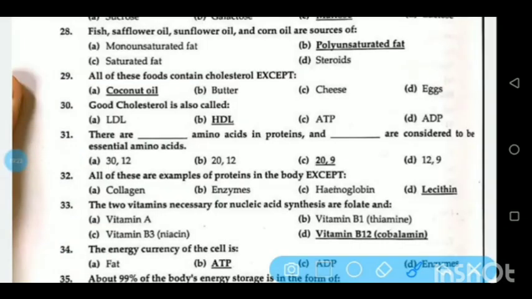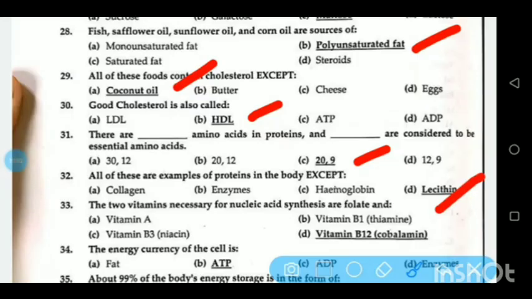Fish, safflower oil, sunflower oil, and corn oil are sources of polyunsaturated fat. All of these foods contain cholesterol except coconut oil. Good cholesterol is also called HDL. There are 20 amino acids in proteins and 9 are considered to be essential amino acids. All of these are examples of proteins in the body except lecithin.